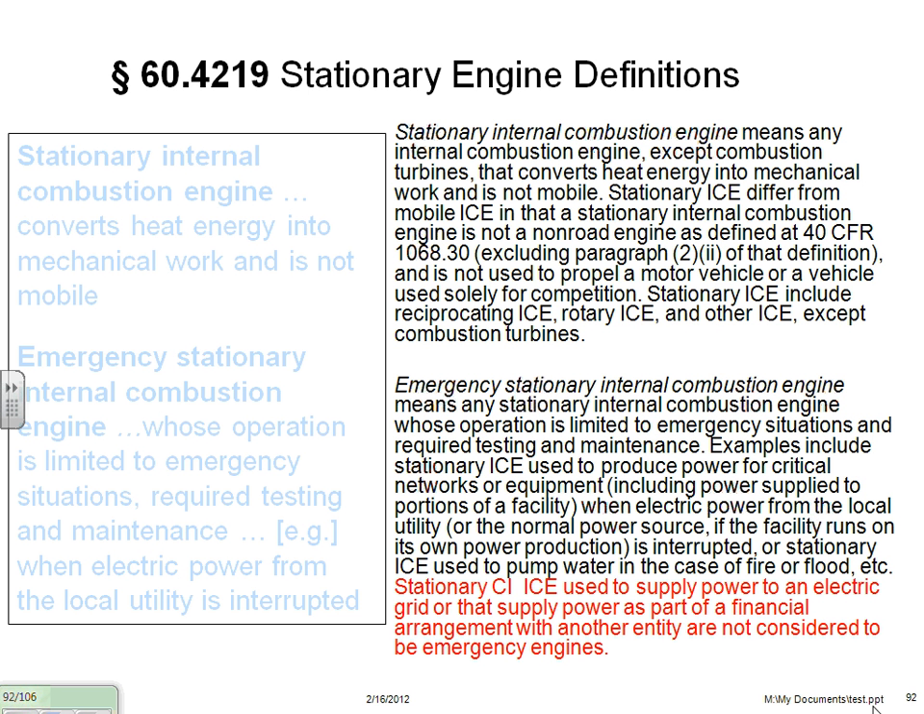Non-emergency, and to my point, I highlighted it in red. This is for the engineers that I deal with. Stationary compression ignitions used to supply power to an electric grid, or that supply power as part of a financial arrangement, the deal, hey, we'll give you this if you do this for us, a financial arrangement with another entity, the utility, are not considered to be emergency. I mean, they shot this program right between the eyes.